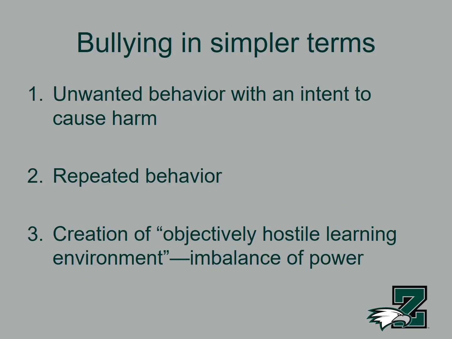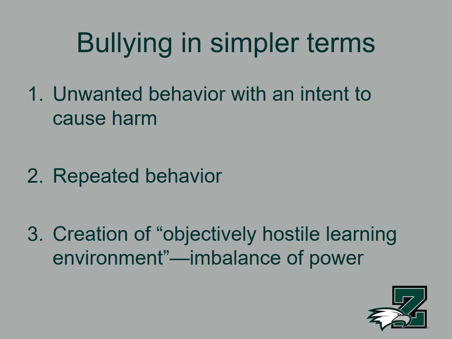To simplify this legal definition, schools look at a three-pronged test to determine if something is classified as bullying. The first prong is whether the behavior was unwanted with the intent to harm. So was the purpose of the behavior specifically to cause harm to the other person? The second prong is whether the behavior had been repeated. So not one isolated incident, but the behavior is repeated over time.